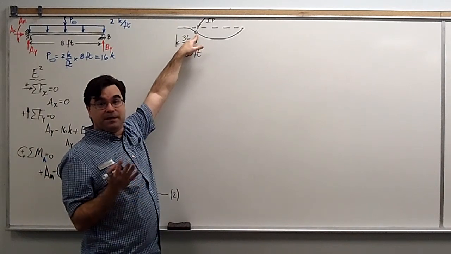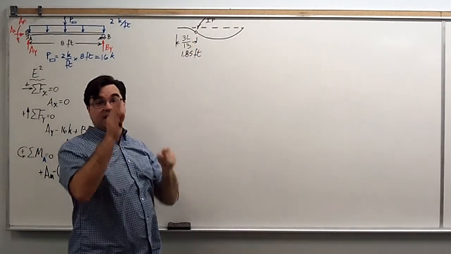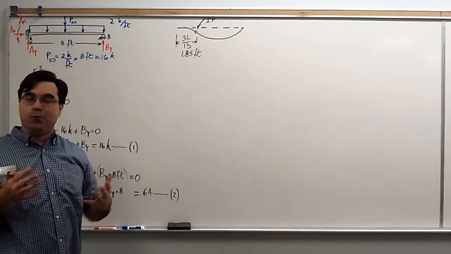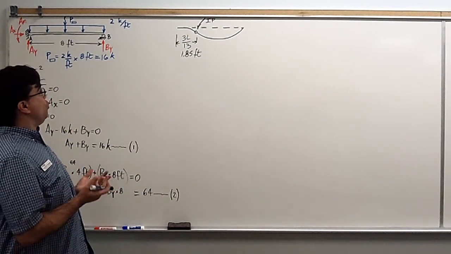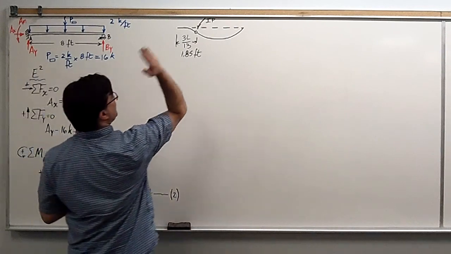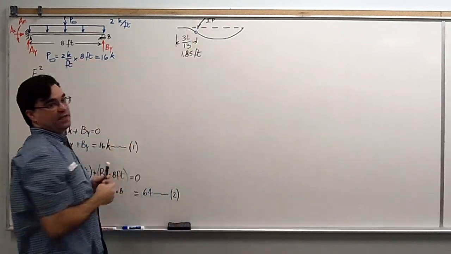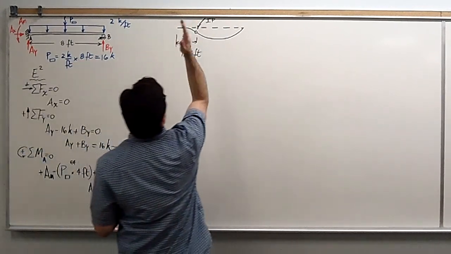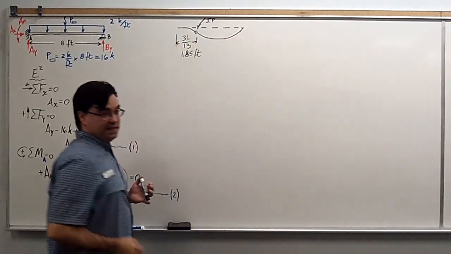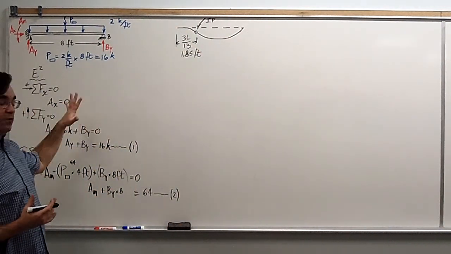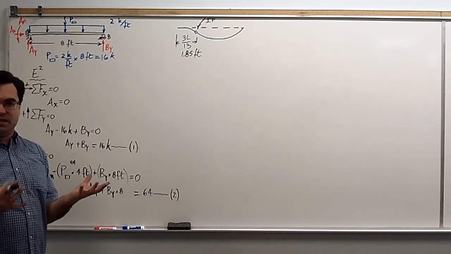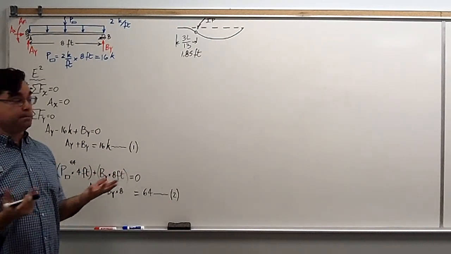Or a portion of the beam that behaves like a hinge. We can cut it, split it open, and not worry about any moments because the moment there is 0. So what do we do? We have a choice. We can cut right here and look at the left-hand side. We can cut right here and look at the right-hand side. It doesn't matter. If we do it correctly, it will solve the whole thing.